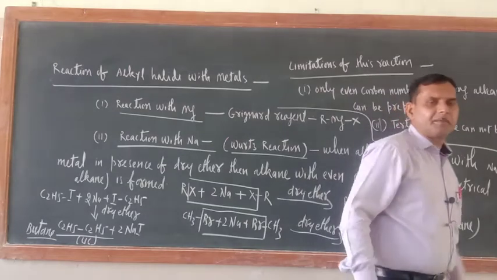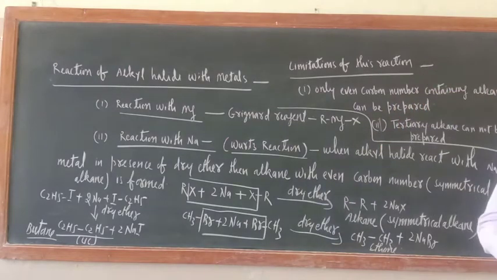And this is the second limitation: tertiary alkane cannot be prepared. For the preparation of tertiary alkane, what would you have to take? You have to take tertiary alkyl halide, and tertiary alkyl halide will undergo dehydrohalogenation. So alkene will be the product rather than alkane. Will tell you.